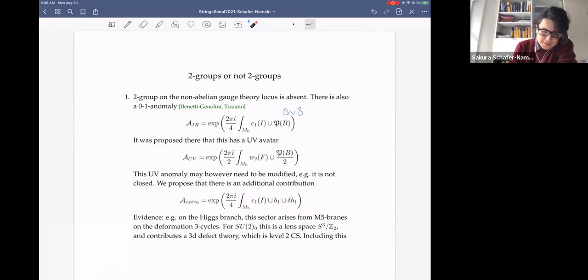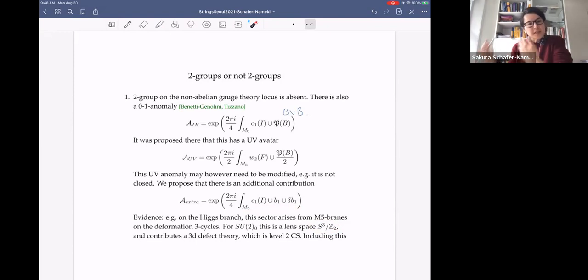It's a nice observation if you go to the Higgs branch of the SU(2) theory. We heard in Cyril's talk that if you deform the singularity, we usually pop out some three-cycles. In this case, for the SU(2), there's an S3 mod Z2 in the geometry. In the M-theory setup, this would be a 3D defect theory coming from M5-branes wrapping that S3 mod Z2. So this is a proposal of how that anomaly is actually absent.